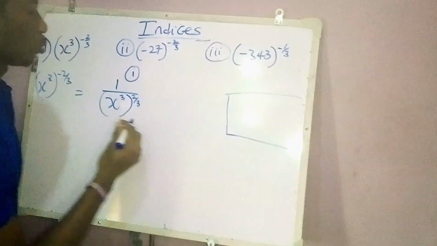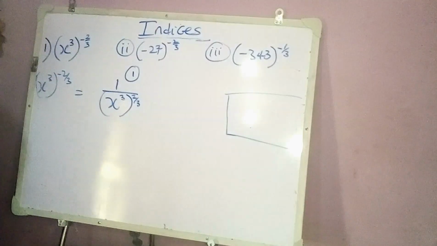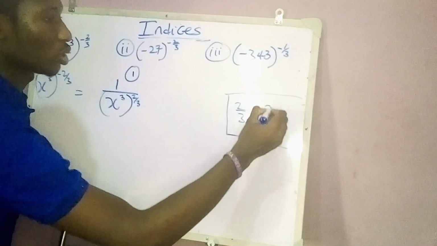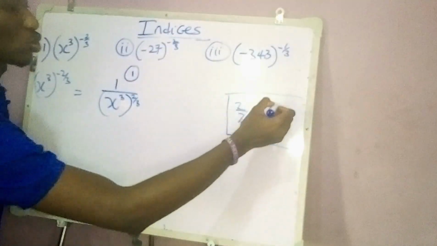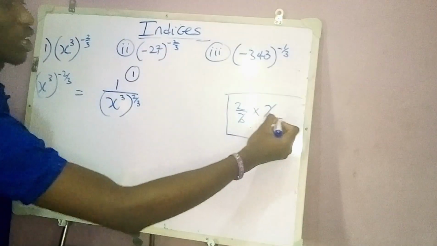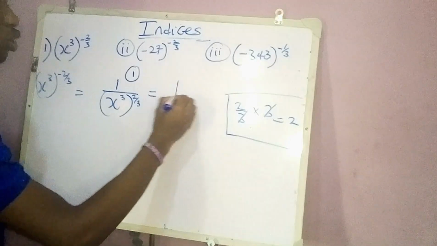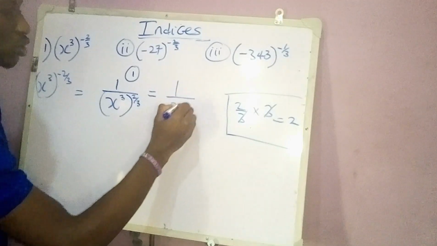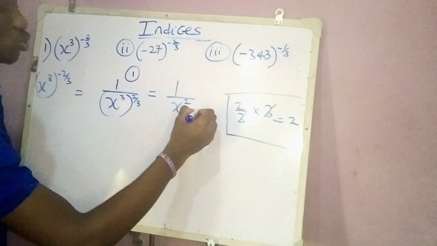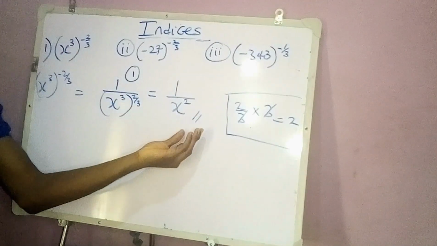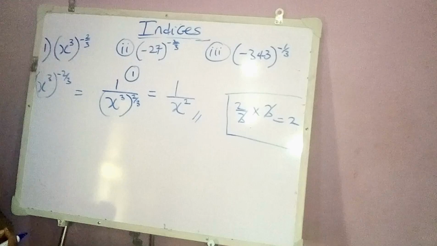Now, since we have done the first step, it will be very easy. Since we are meant to multiply the powers, we'll have 2 all over 3 multiplying 3, and this 3 will cancel out this 3. So my final answer is 1 all over x raised to the power of 2. And this is my final answer. You see how big it is, but you see how we have simplified it.